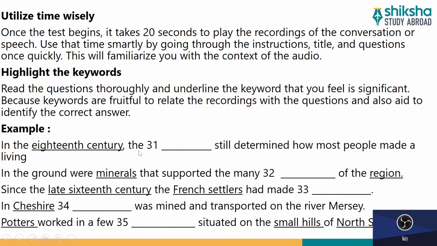Now, an example is being given here. In the 18th century, the 31st dash. So 31st is the first question. The dash still determined how most people made a living. So definitely you will have to complete a blank by reading the passage in the reading paper and by listening to the audio in the listening paper. So 18th century has been marked for you. It has been underlined. So this is just to show you how you can make your own notes with important words or highlighting keywords. So for example, 18th century is a highlighting feature here. Hence, it has been underlined.